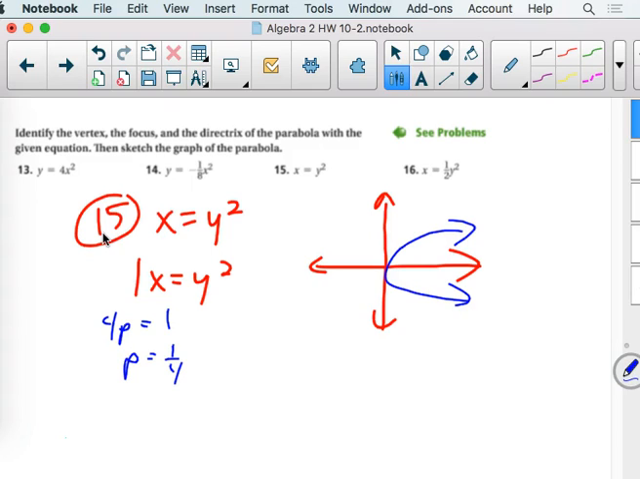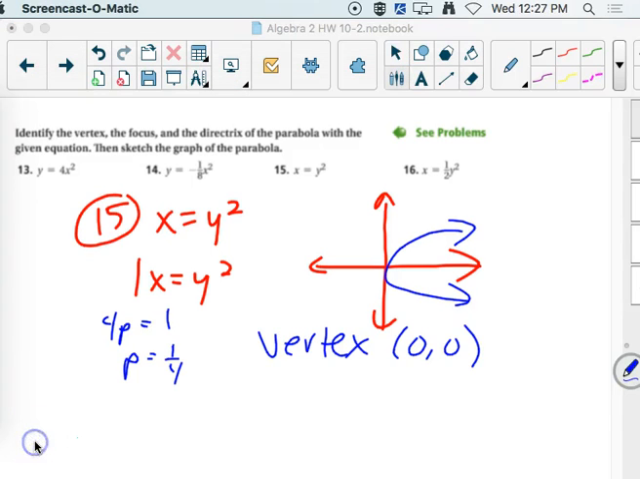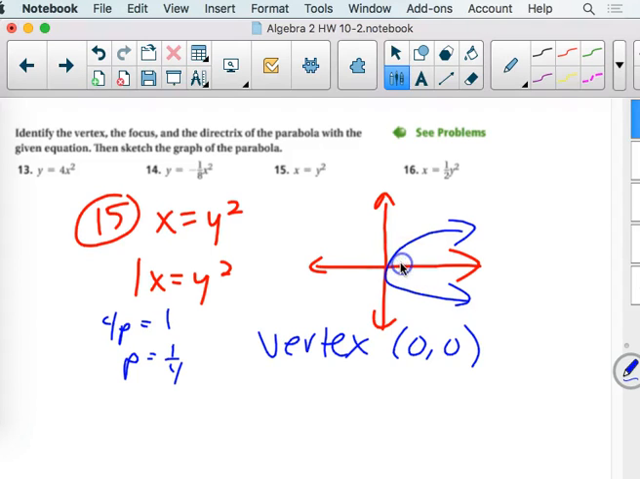Now there's no h and k with this. There's nothing attached to the x, nothing attached to the y. That tells me that this is going to be centered at 0, 0. So my vertex, which is kind of the center of my parabola, is at 0, 0. Center at 0, 0 has to wrap around the focus. So the focus is 1/4, which is right here. So that would be 1/4, 0.